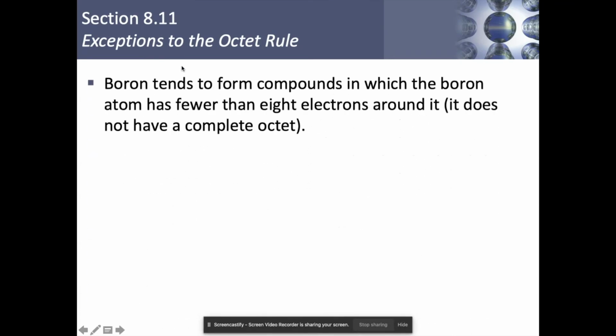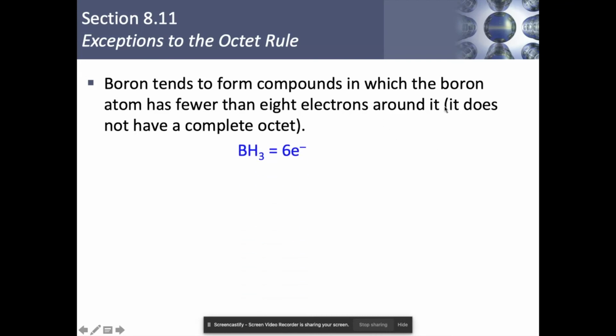Now, what about exceptions to the octet rule? So keep this in mind. There are a couple of general exceptions to the octet rule. The first one is when you don't have enough to make an octet. The only real exception to that is boron, and it's the only one you'll really ever see. Boron tends to form compounds where it actually has only 6 electrons around itself. So it doesn't complete the octet, unlike most of the other elements on the periodic table.